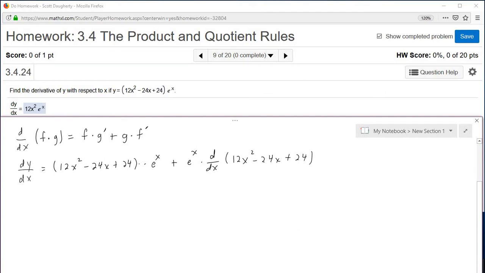Okay, and so basically when you use the product rule, you have to fill in those four pieces. And we pretty much have all those four pieces filled in, right? We have the first function times the derivative of the second one, and now we have the second function times the derivative of the first function. And I'm going to figure that out on the side over here.